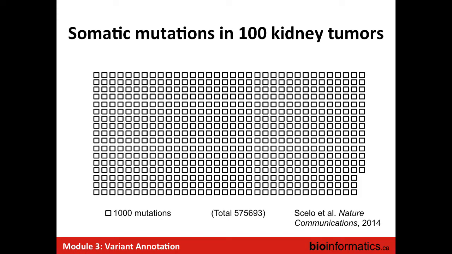Related to that, another challenge, and now you're getting closer to the variant annotation. This is a project that I was part of, where we did the sequencing at the Genome Center. Some of you are working in cancer, so you might already be aware of this. This is sequencing 100 kidney tumors, and every square represents 1,000 mutations that we found. In total, we found more than 500,000 mutations from this data. So the challenge of identifying, within that giant list of mutations, which ones are associated with the disease can be quite daunting.